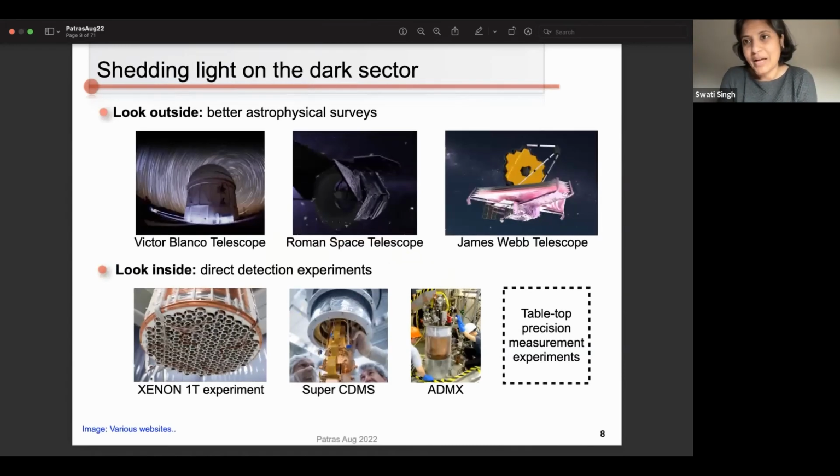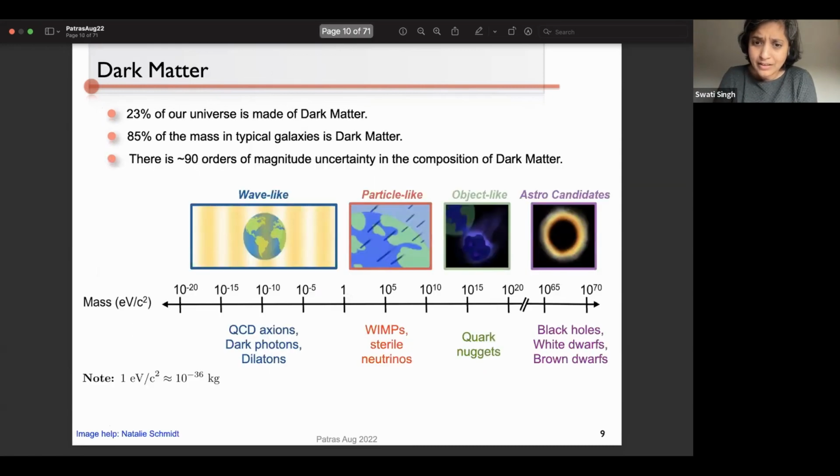So how do we know about dark matter? The way we constrain our knowledge about our lack of knowledge about dark matter is to either look outside and do better and bigger astrophysical surveys. Whether it's the James Webb Telescope or LSST, we want to look outside and back into our cosmological history and be able to know more about dark matter or dark energy. The second way is to look inside, do direct detection experiments, and try to measure the very weak interactions between dark matter and normal matter. It is in this category that pretty much most of the small scale experiments looking for dark matter come in.